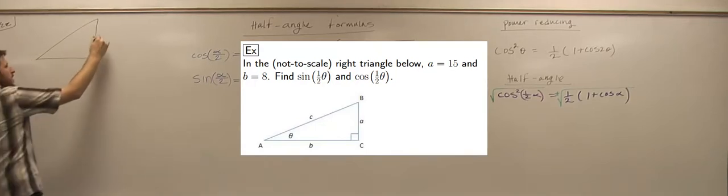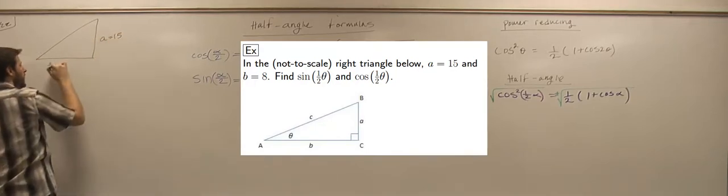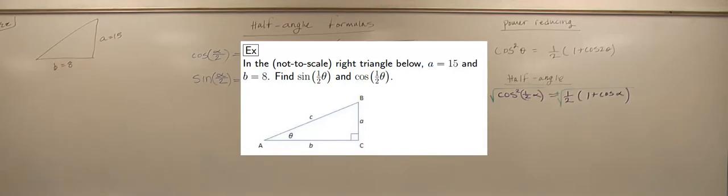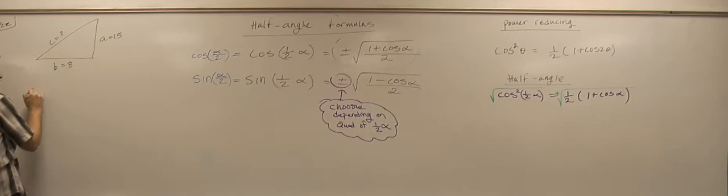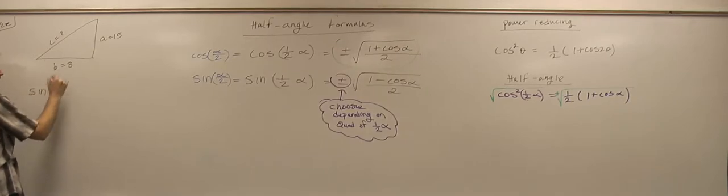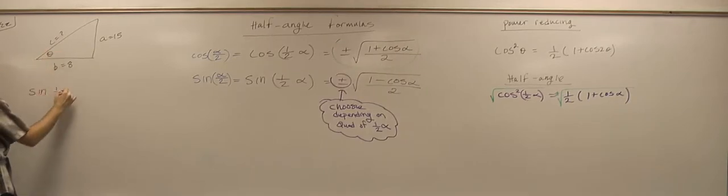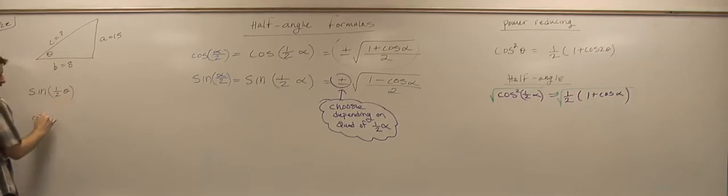A is 15. B is 8. Right, that's given. C we don't know. And I want to find ultimately sine of 1/2 theta, where theta is this angle here, and cosine of 1/2 theta.